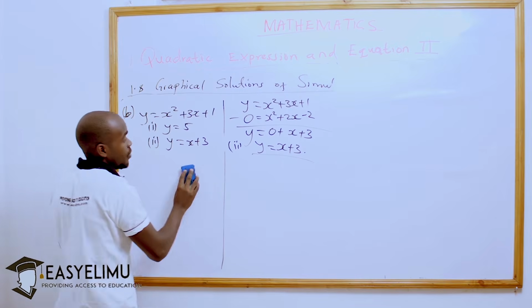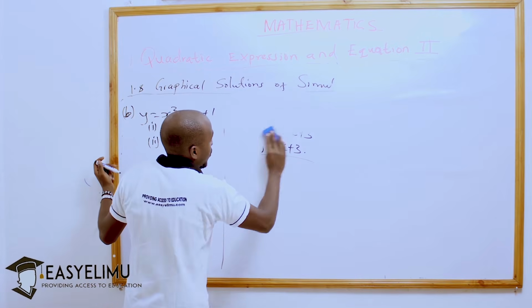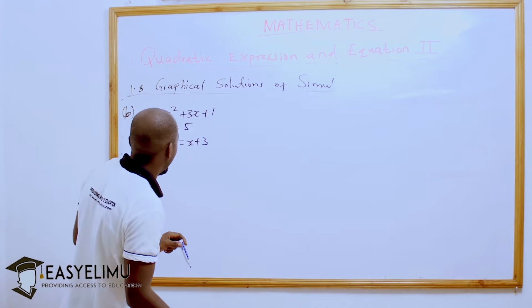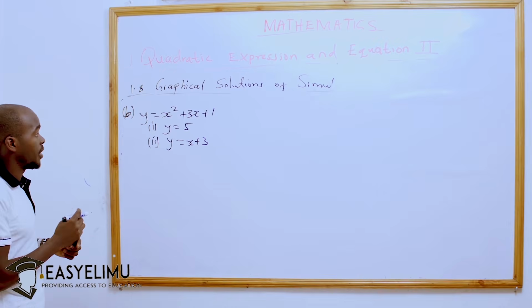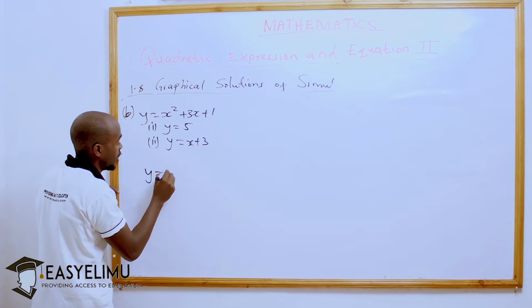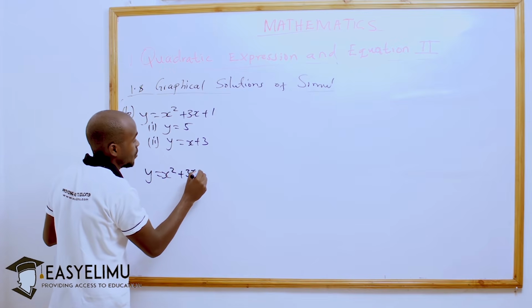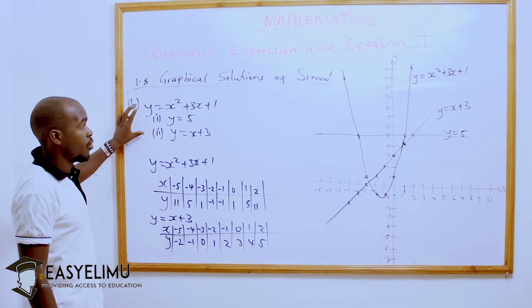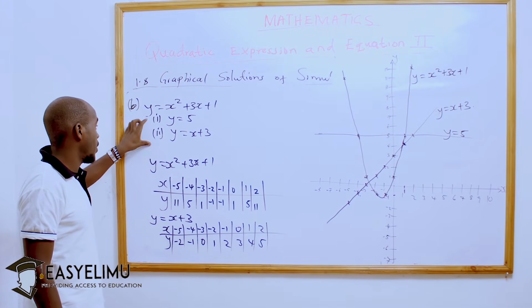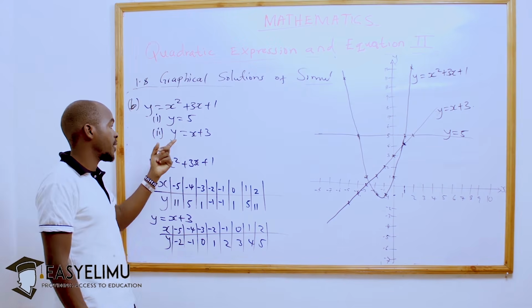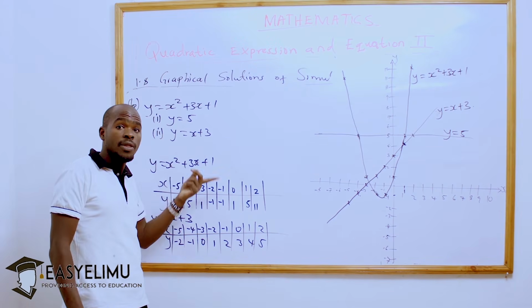And then we use that quadratic equation which we have been provided with on the graph, and we find the values of those ones. So let's form the table for y equals x squared plus 3x plus 1, the quadratic equation which we were provided with, and we found that the first one was equivalent to y equals 5, and the second one y equals x plus 3.